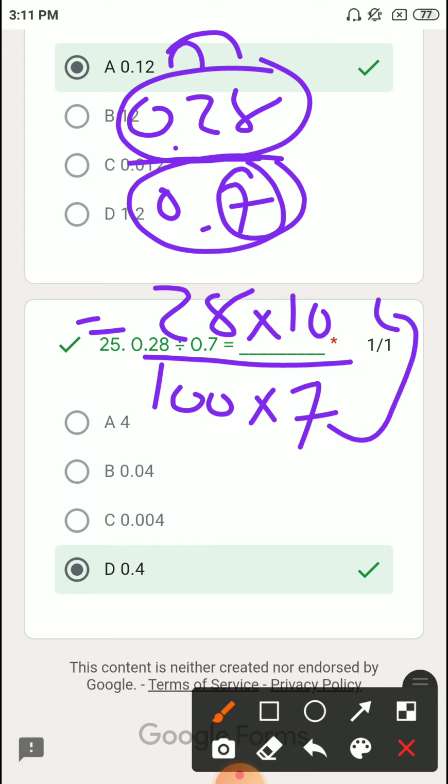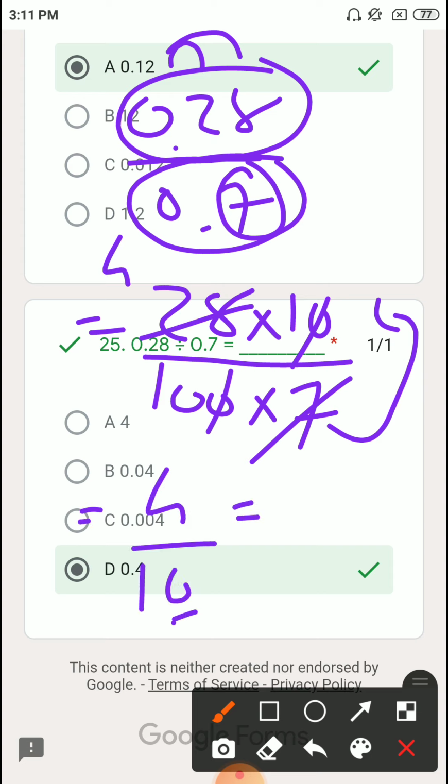Now here 0 0 cancel, 7 4s are 28, 4 by 10. In the denominator we have only 1 zero, so in the numerator, before one digit we need to put the decimal point, and before that nothing is remaining, so 0. Our answer is 0.4.